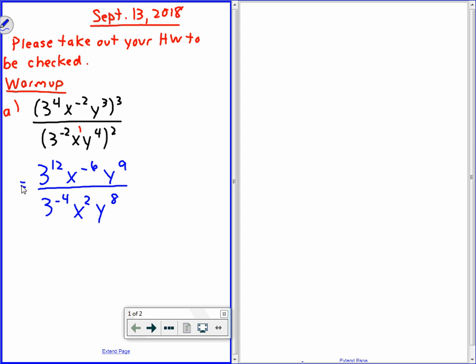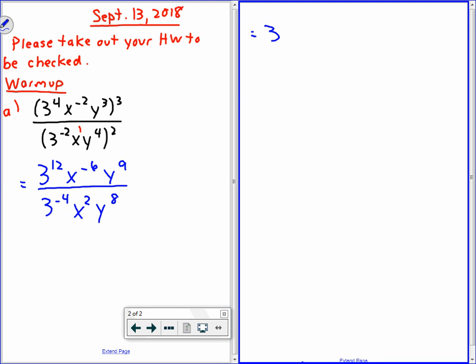Now, Nate, when you divide, what do you do to the exponents? Right. So when you divide exponents, Cassie, you got here still? Okay, good. When you divide the exponents, you want to subtract. So this turns into 3 to the 12 minus 4, x to the -6 minus 2, and y to the 9 minus 8.